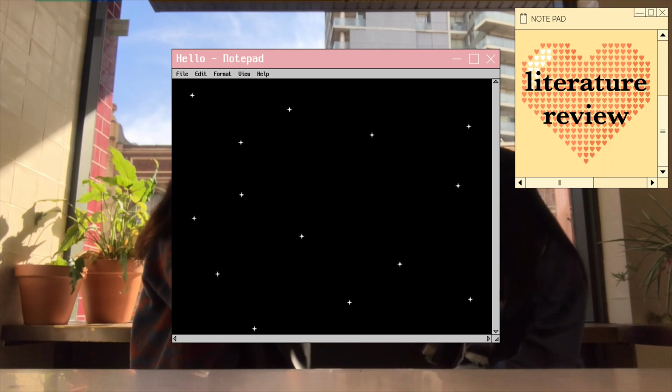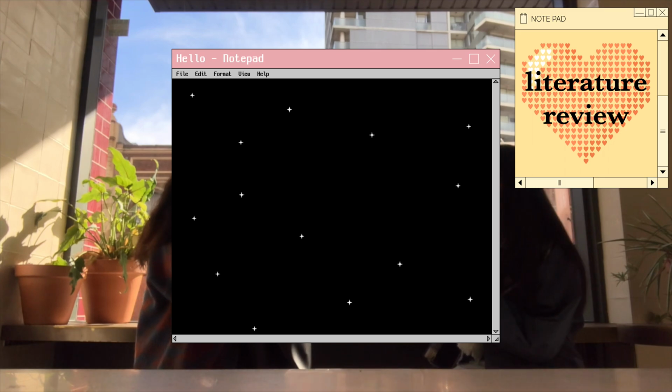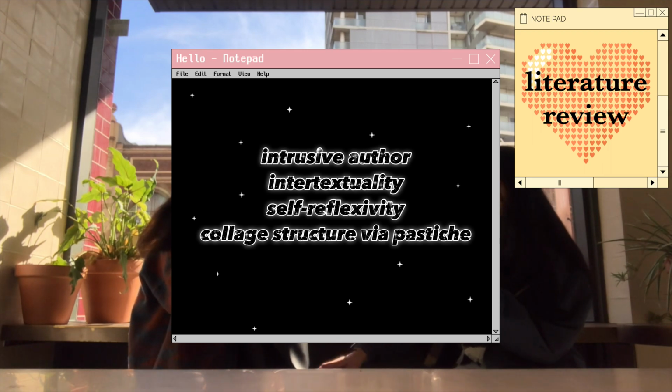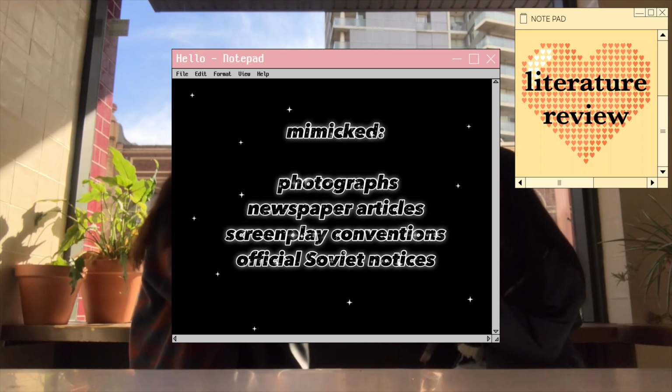So for example, I analysed Metafiction by Mark Currie, Lost in the Funhouse by John Barth, The Art of the Short Story by Dana Gioia and R.S. Gwynn. So engaging with these texts influenced me to use things in my major work like intrusive author, intertextuality, self-reflexivity, collage structure by pastiche, where I inserted or mimicked photographs, newspaper, screenplay conventions, and official Soviet notices.